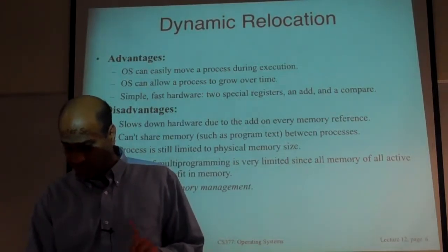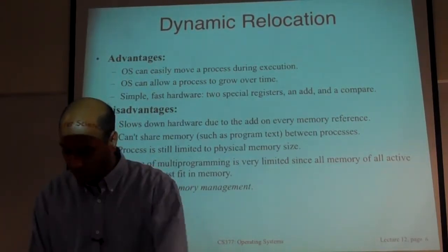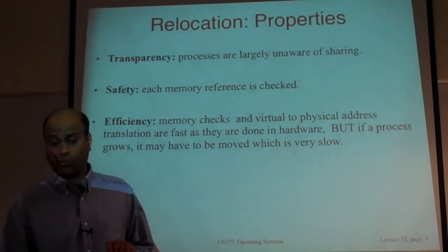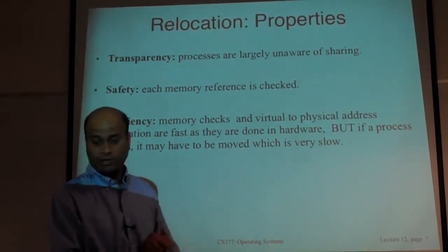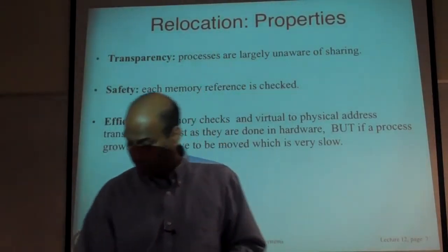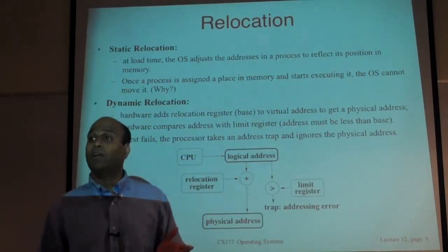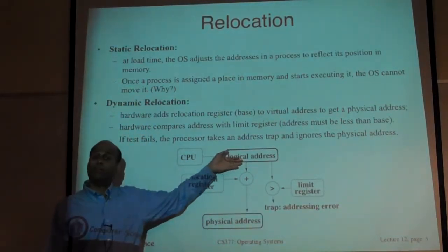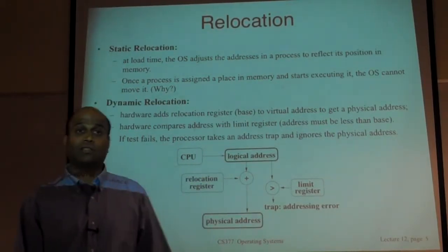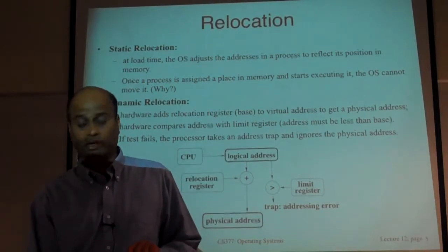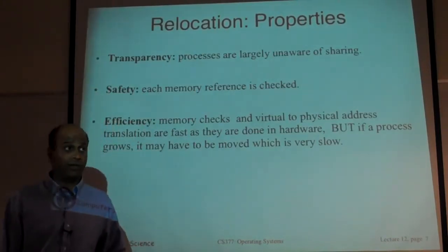So we'll now take that set of advantages and disadvantages and think a little bit more about dynamic relocation. We'll go back to the three properties we wanted to achieve: transparency, safety, and efficiency. Is dynamic or static relocation transparent? The answer is yes, because processes don't have to worry about where they're loaded in memory. They're just generating logical addresses. Some other piece of hardware is taking care of translation and addressing the right location. So it is transparent.